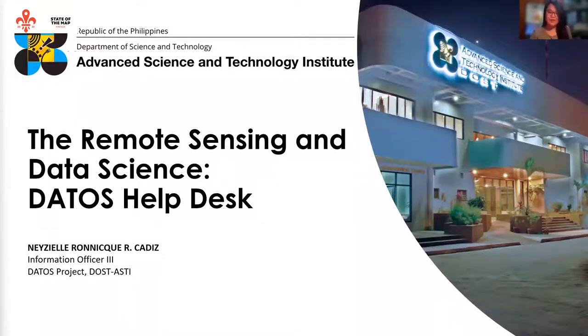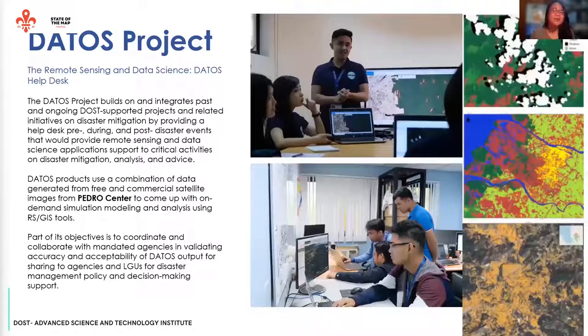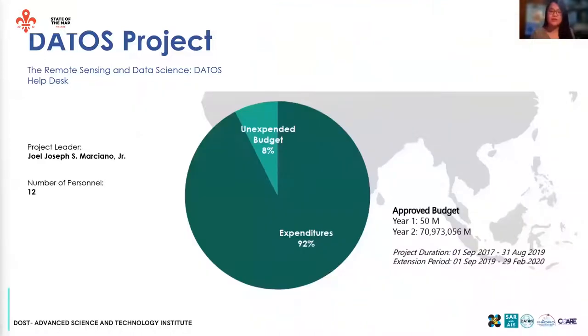Good day, everyone. I am Nichelle Ronick Arcadis, and I'm one of the information officers of the UST's Advanced Science and Technology Institute. So today I'm going to talk about the DATOS project. The DATOS project, or the Remote Sensing and Data Science DATOS Help Desk, specializes in processing satellite images and Earth observation data to produce on-demand maps for our stakeholders. One of the project's highlights was the use of artificial intelligence and machine learning in our remote sensing workflows for us to expedite and automate the production of maps, for us to bring support and manage requests from clients during, after, and even before disaster events like typhoons and earthquakes.